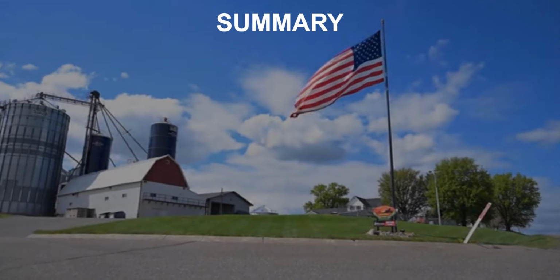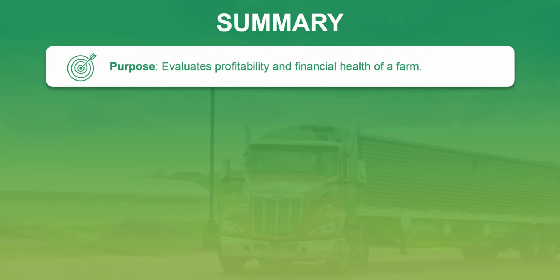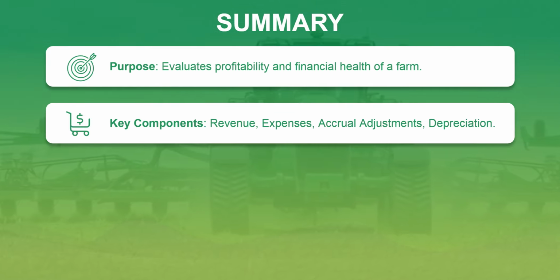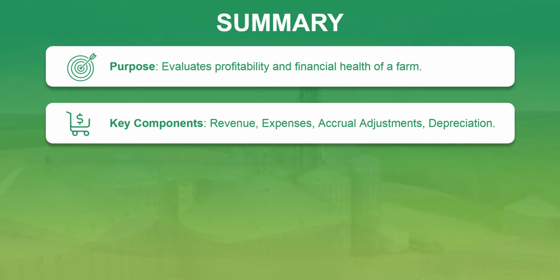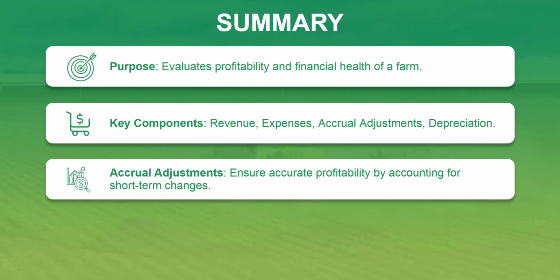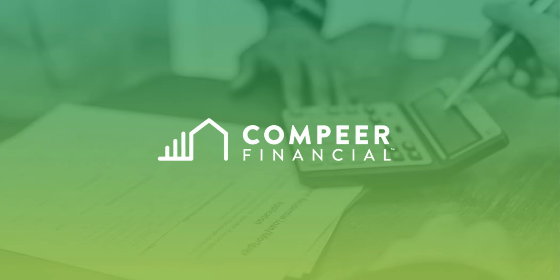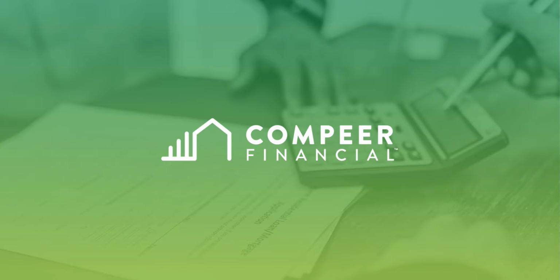In this training, you learned about the purpose of an income statement and how it can help you evaluate profitability and the financial health of a farm operation. You also learned about key components of the income statement, such as revenue, expenses, accrual adjustments, and depreciation. All About Income Statements also explained how accrual adjustments contribute to a more accurate representation of a farm's profitability by accounting for changes in short-term accounts, and described the impact of depreciation on machinery, vehicles, buildings, and improvements. Now that you've learned all about income statements, you will be able to leverage what you learn from your income statement to better manage your farm operation.